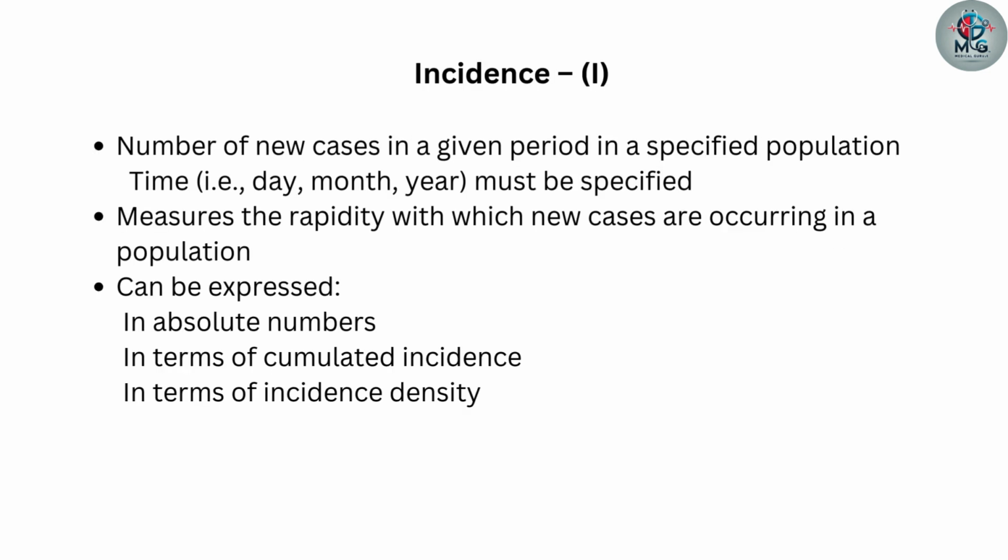Incidence. The number of new cases in a given period in a specified population. Time must be specified. It measures the rapidity with which new cases are occurring in a population. It can be expressed in absolute numbers, in terms of cumulated incidence, or in terms of incidence density.